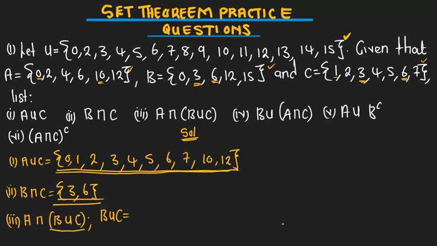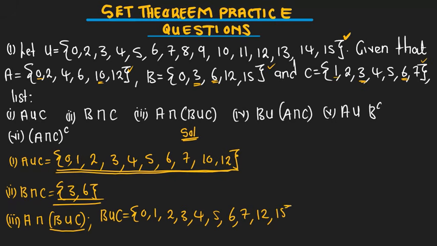B union C. So we are uniting B and C. Let's try to unite B and C. So in B we have 0, comma. In C we have 1, 2, 3, 4, 5, 6, 7. Then we have 12 and 15, right? This is B union C.